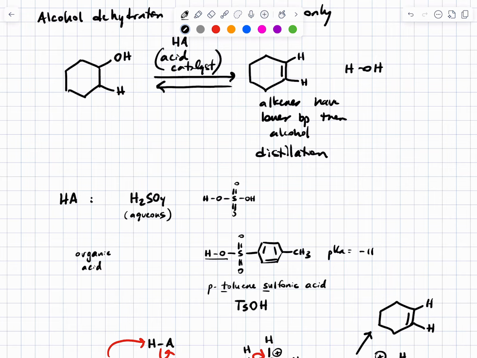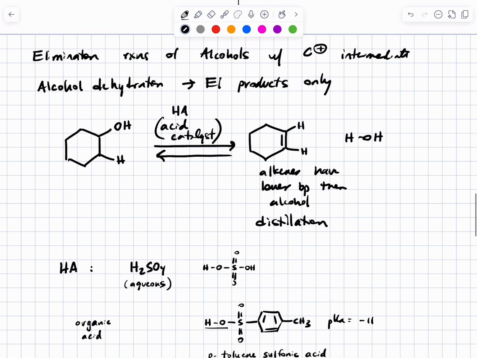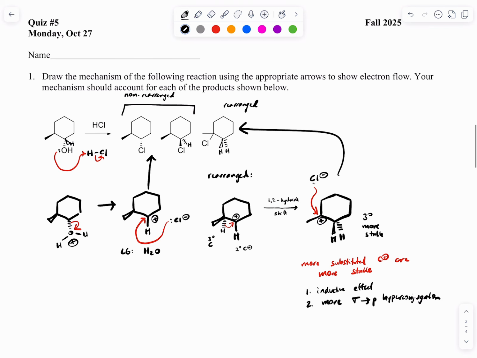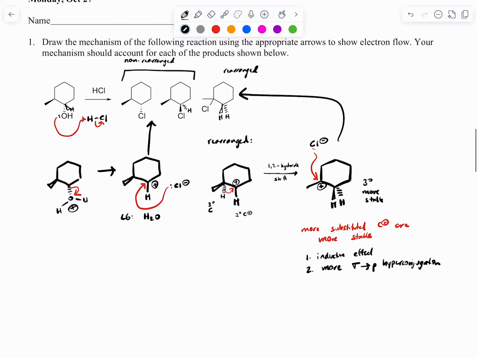Sorry, is the only difference just which base you're using? Right, you're using an acid, and the difference is the structure of the conjugate base of the acid. For HCl, HBr, and HI, you've got Cl minus, Br minus, or I minus. Those can be good nucleophiles, generally not good bases.